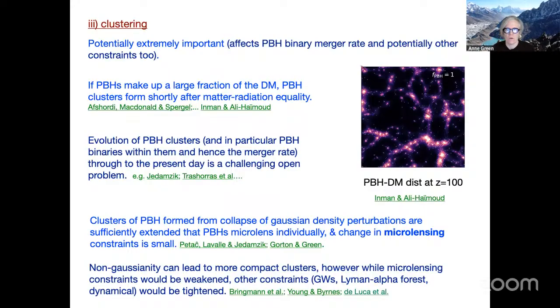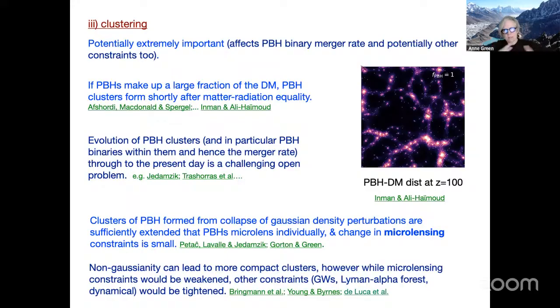And again, that's an open problem that needs working on. People have tried to make arguments generically, and in general, while the microlensing constraints would be weakened if you had relatively compact clusters, some of the other constraints, for instance, the ones from gravitational waves, the dynamical ones, and also constraints from the Lyman alpha forest, would become tighter. So clustering isn't a panacea.